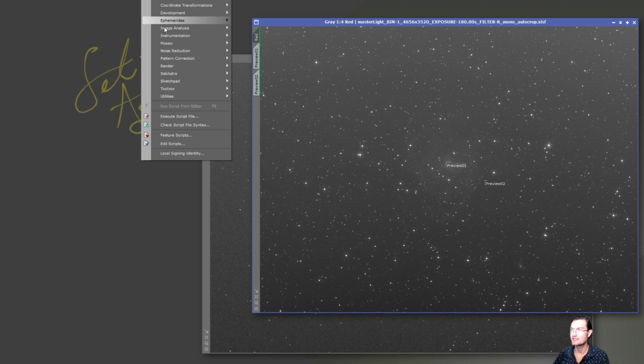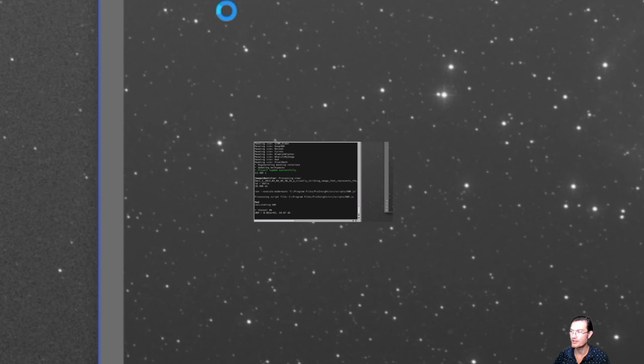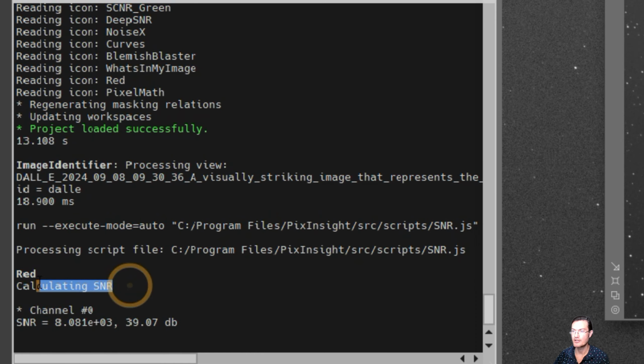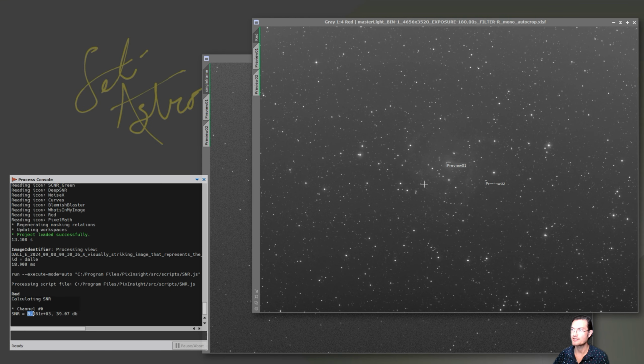So PixInsight itself has a script, under Script, Image Analysis, SNR. If you run it, it will just give you a quick SNR reading for the whole image. In this case, it says it has a signal to noise ratio of 39 decibels, which doesn't mean a whole lot, or about 8,000, right? 8 times 10 to the third. So they're saying that this particular image, this red channel, has about 8,000 times more signal than noise.